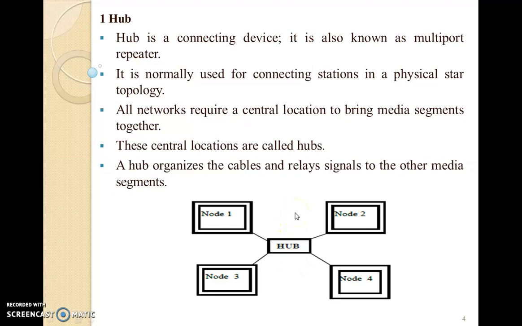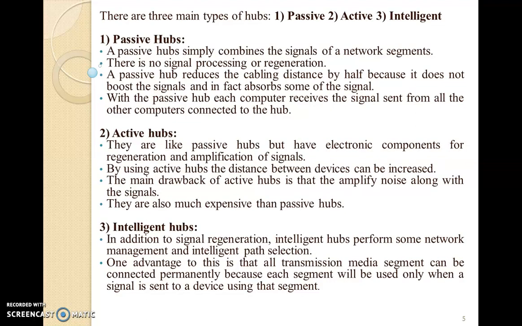So for the formation of a LAN, hubs are generally preferred. Then it organizes the cables and generally relays the signals to other media segments. Next, what are the categories? There are three categories of hub: passive, active and intelligent. So let us move to the first category, passive hub.